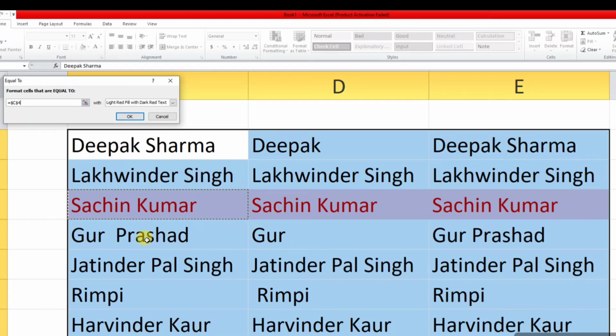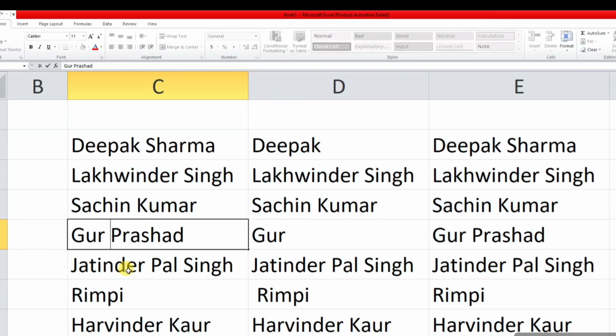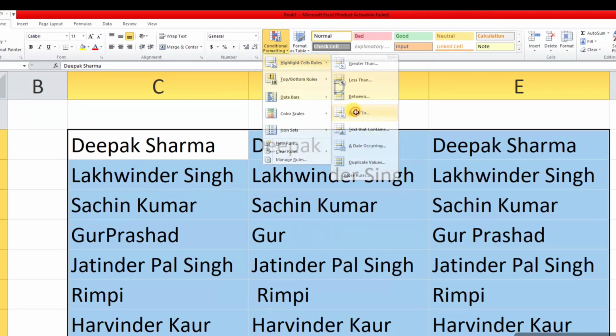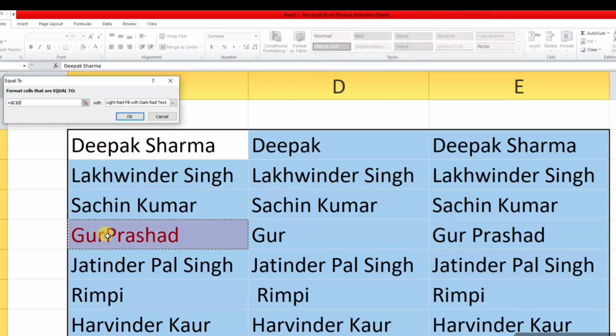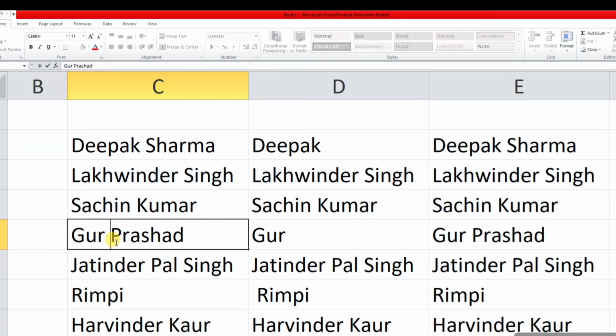Sachin Kumar, both three data are same. Now you see, this is Guru double space Prasad, and the second is different, Guru, and the third is Guru single space Prasad. So this will not match. Again, this is not a match. Now I give only a single space.